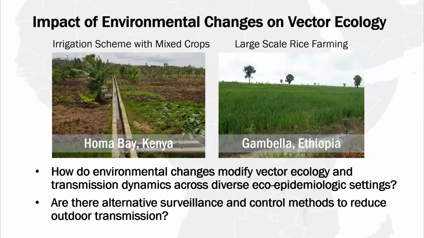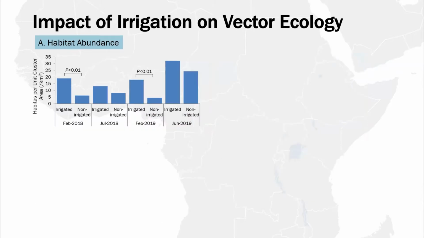When we compare two areas, Ethiopia and Kenya, we can see both sites have irrigation activities. Our team went out to ask two questions. Number one, how do environmental changes modify vector ecology and transmission dynamics across diverse epidemiologic settings? And number two, are there alternative surveillance and control methods to reduce outdoor transmission? So look at this data.